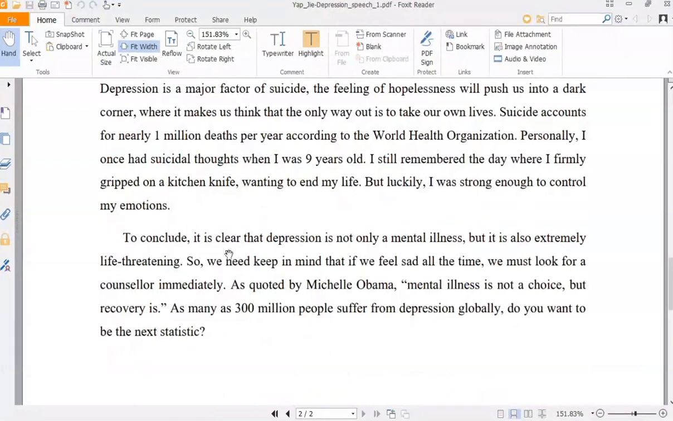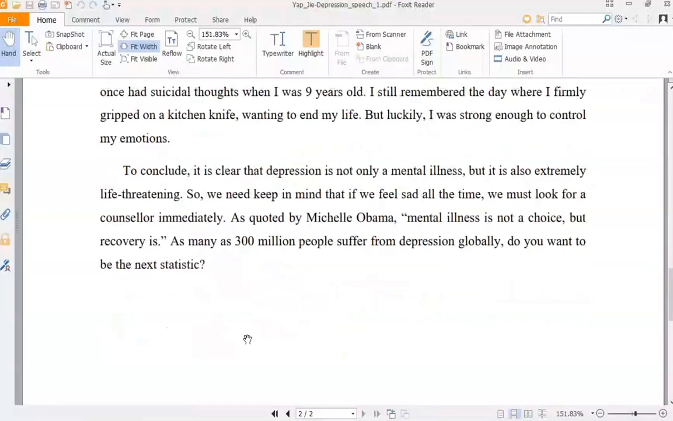Okay, so can you see? To conclude, it is clear that depression is not only a mental illness, he's summarizing, but it's also extremely life-threatening. So we need to keep in mind that if we feel sad all the time, we must look for a counselor immediately. As quoted by Michelle Obama, mental illness is not a choice, but recovery is. As many as 300 million people suffer from depression. Do you want to be the next statistics? So he's urging you to take action now. Okay, that mental illness is not a joke, summarizing it, that we must look for a counselor immediately.